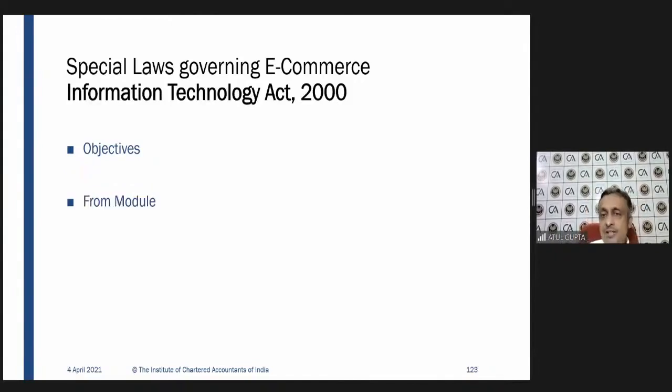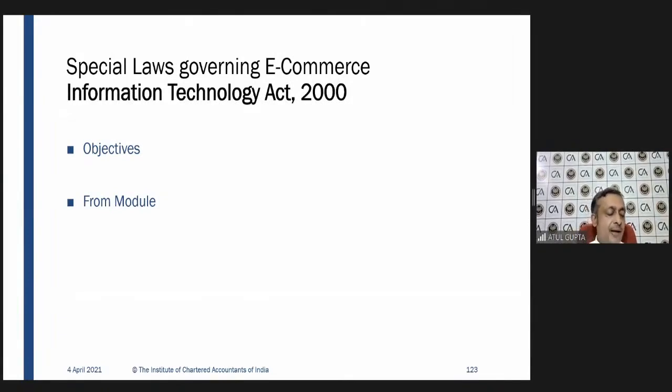So I've got these objectives printed from the module. I'll just read them fast. The objectives of the Act are to grant legal recognition for transactions carried out by means of EDI, electronic data interchange, or e-commerce in place of paper-based methods. So now you're doing non-physical, non-paper-based transactions. To create a framework so that they are legally recognizable and comply with all the conditions of contracts. The next objective is to give legal recognition to digital signatures. So you need not sign physically, you can sign digitally.